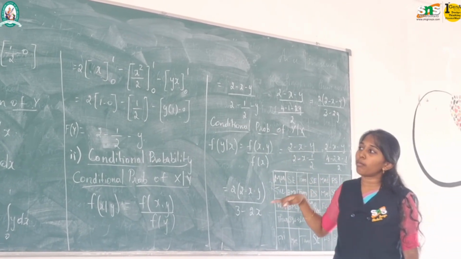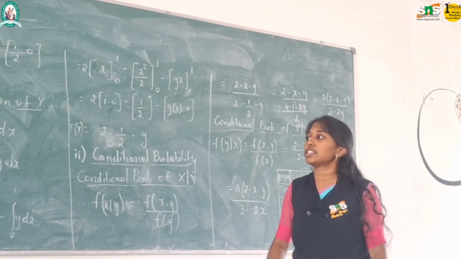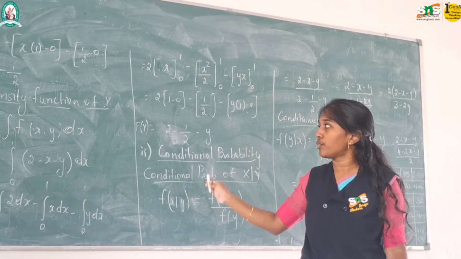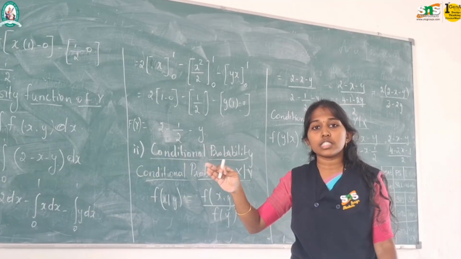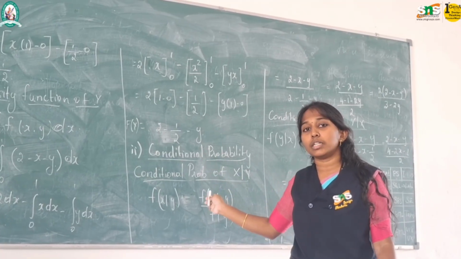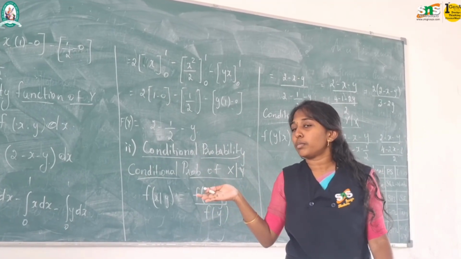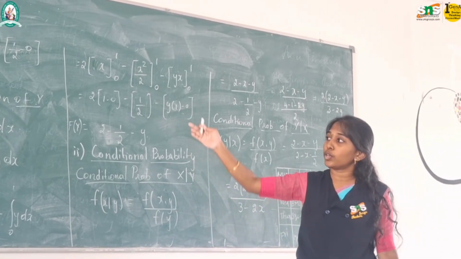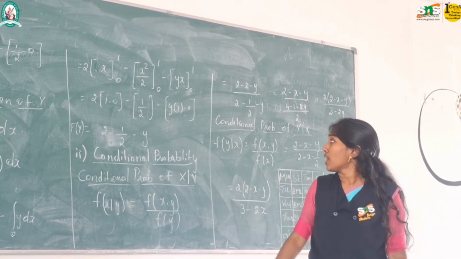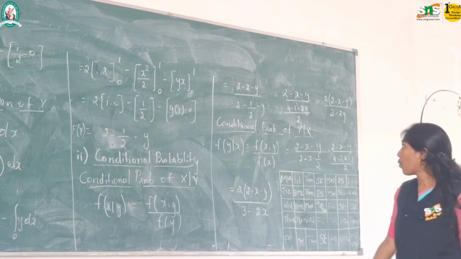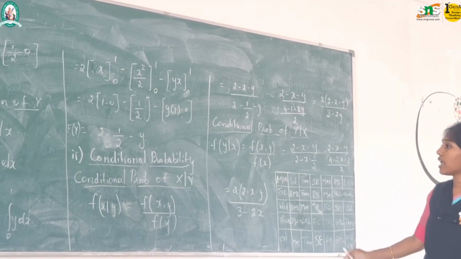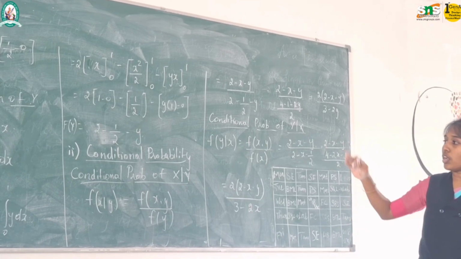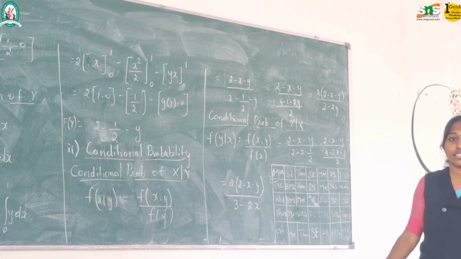So in the whole problem, first we found the marginal density function of x, and then the marginal density function of y. Using these two values, we found the conditional probabilities. For the conditional probability of x given y, we used f of y, the marginal density function of y, and for the conditional probability of y given x, we used f of x, the marginal density function of x. By solving all those, we found the answer. Thank you.